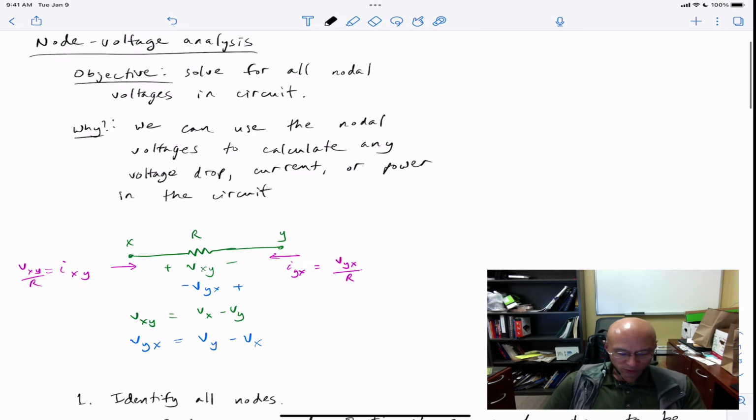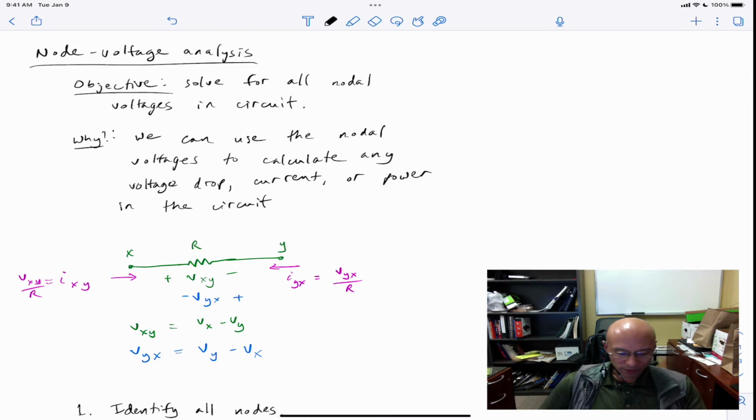So, for example, if we have a resistor connected between nodes X and Y, we can easily get the voltage drop if we know both nodal voltages Vx and Vy. So Vxy, for example, is oriented with the plus side here on the left and the minus on the right side. Vyx is oriented in the other direction. These are the equations for Vxy and Vyx.